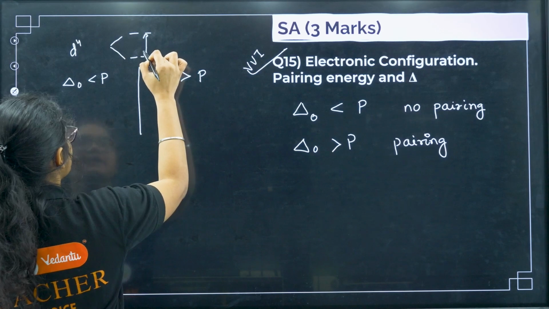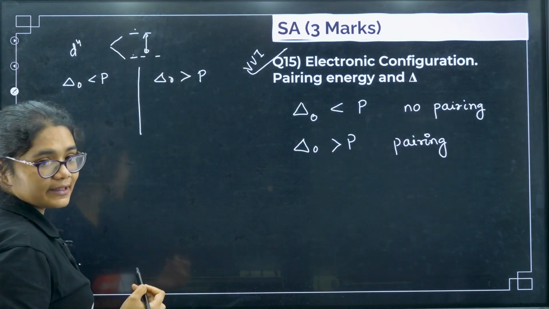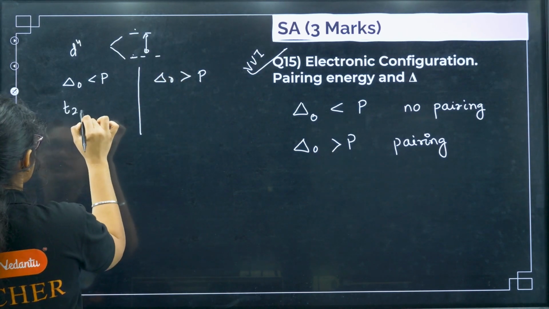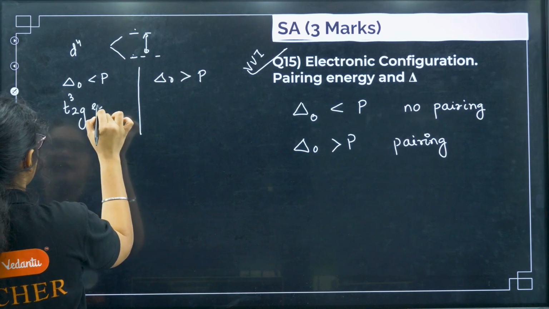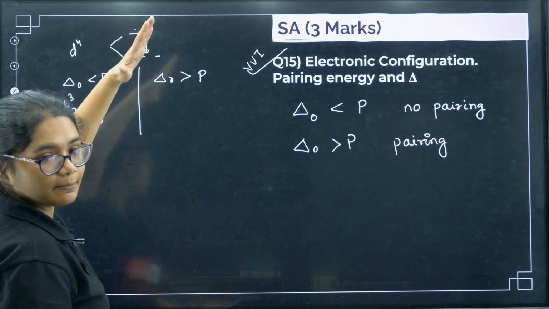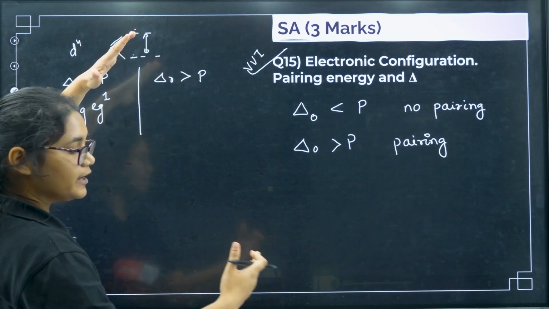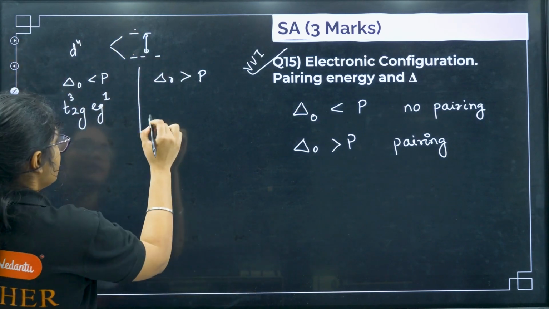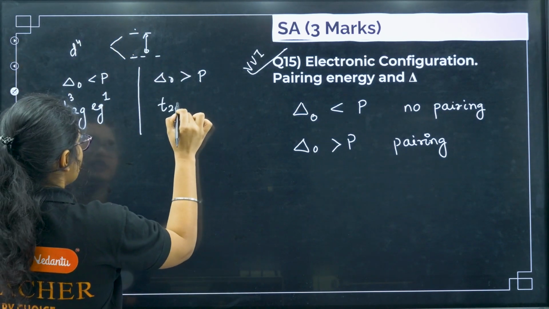If the gap is very less, then electrons can directly go to the higher level. So what will be the configuration here? T2G3 and EG1. Now if delta O is very high than pairing energy, then 4 electrons will come here in the ground level only, and you will get T2G4.